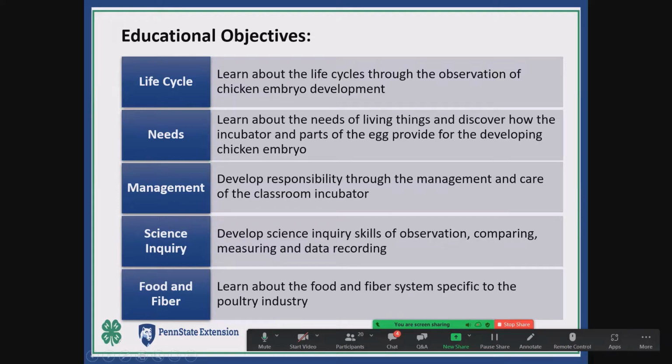Science inquiry skills, observation, comparing, measuring, data collection, all that's built into the program. And then we also put quite an emphasis on food and fiber systems in Pennsylvania. Some of it's specific to the poultry industry, but there's a lot also dealing with other commodity groups in Pennsylvania to help people understand the food and fiber system and how important it is to our economy.